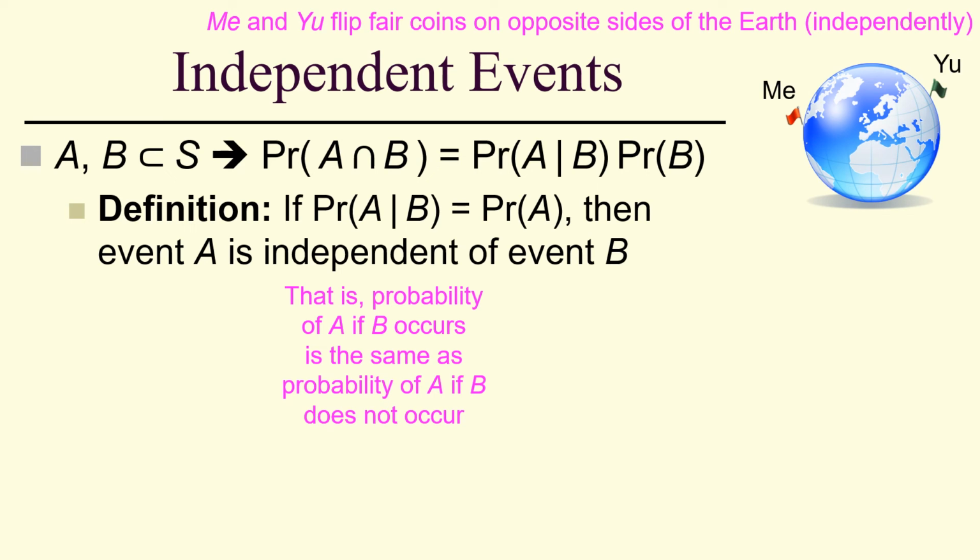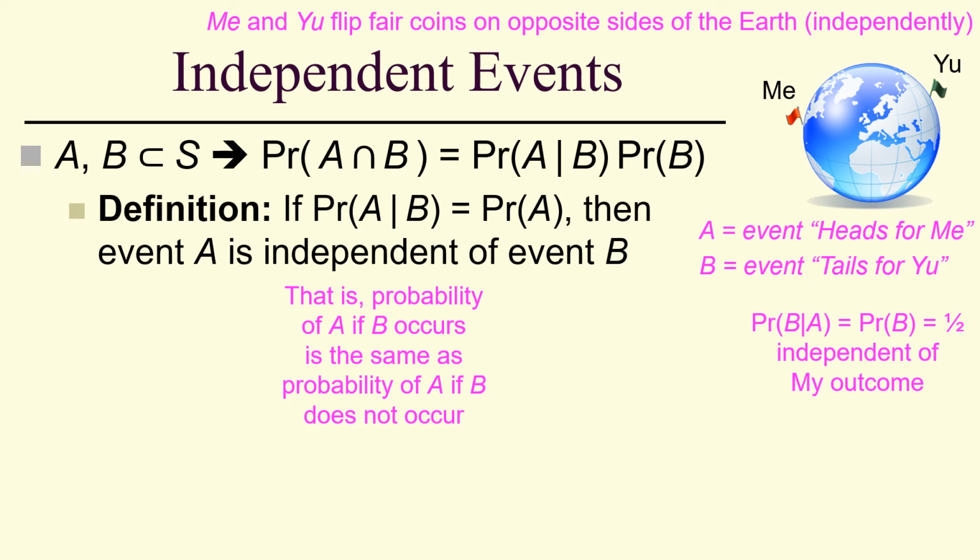For example, suppose me and a Dr. Yu in China, on opposite sides of the earth, therefore independently, flip fair coins. A is the event of a heads for me, and B is the event of a tails for you. The probability of B conditioned upon A for Dr. Yu is 1/2, regardless of whatever coin toss I had. Similarly, the probability of A given B is just the probability of A, which is 1/2, independent of Dr. Yu's outcome.